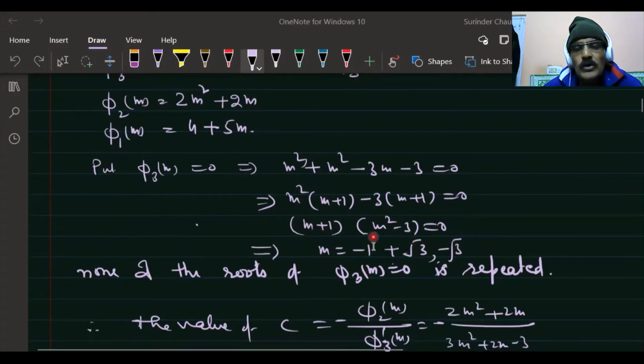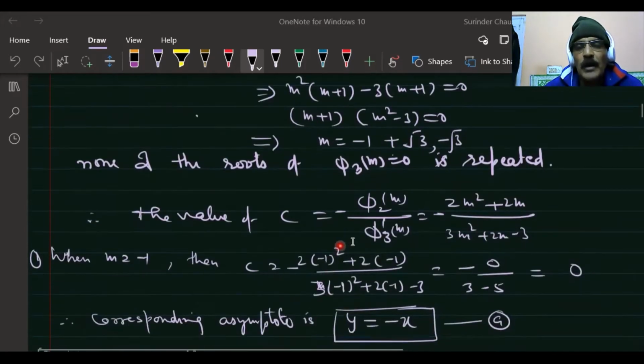So this equation phi of xy will give us 3 slopes of 3 asymptotes. Because this is a third degree curve, it will have at most 3 asymptotes. None of the roots of this equation is repeated. So the value of c will be given by minus phi 2(m) upon phi 3 dash (m).